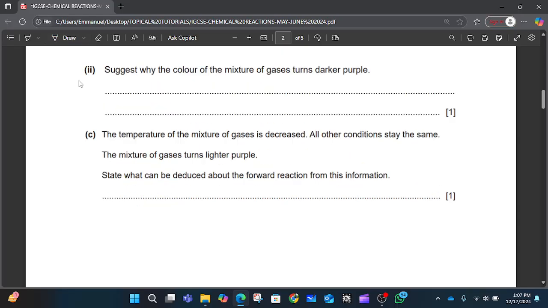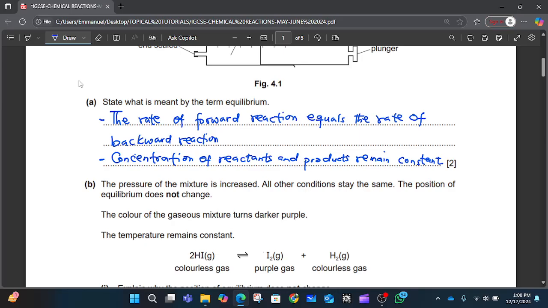II. Suggest why the color of the mixture of gases turns darker purple. So we were told that when the pressure of the mixture was increased, the gas mixture turns darker purple, and we are supposed to explain why. Now, when you increase pressure, you realize that all the gas molecules are forced together.